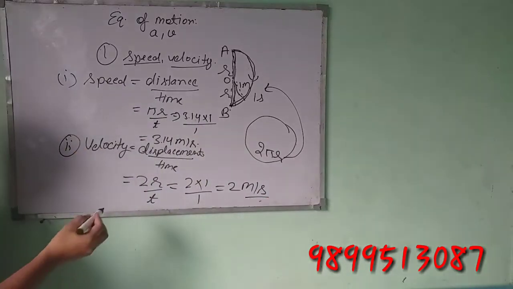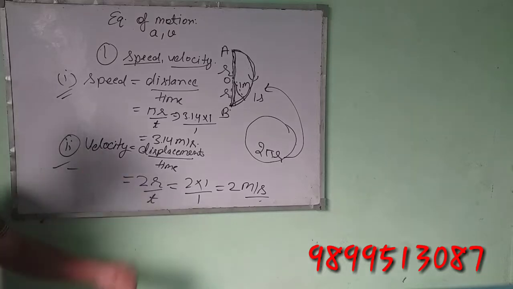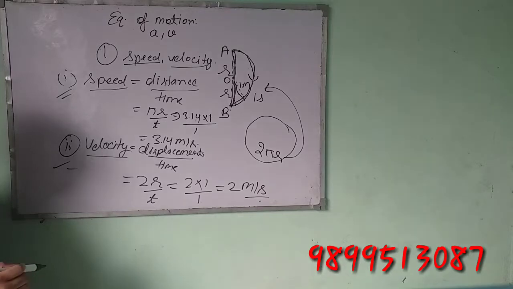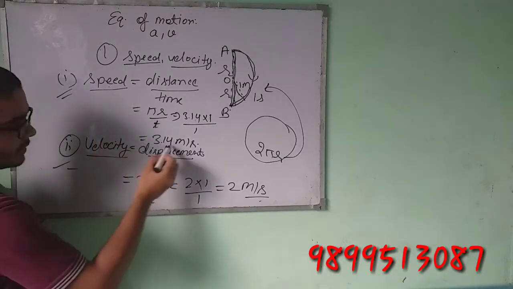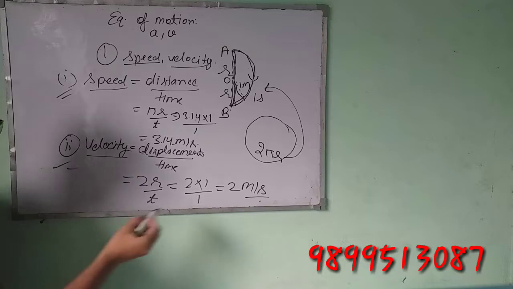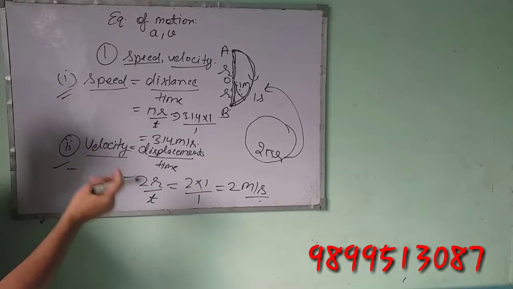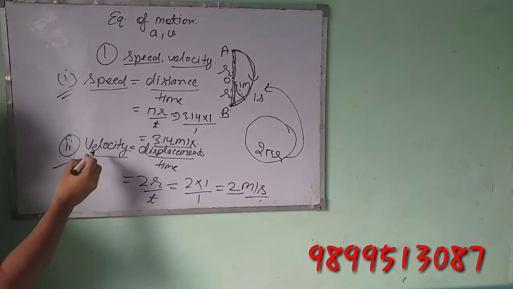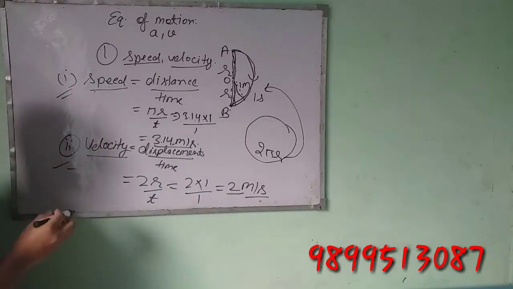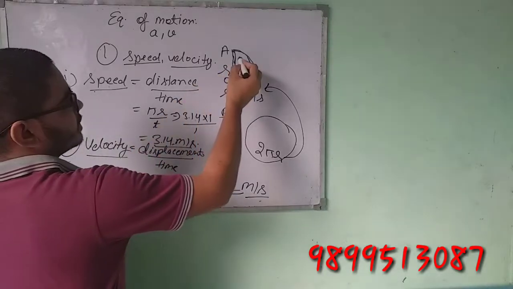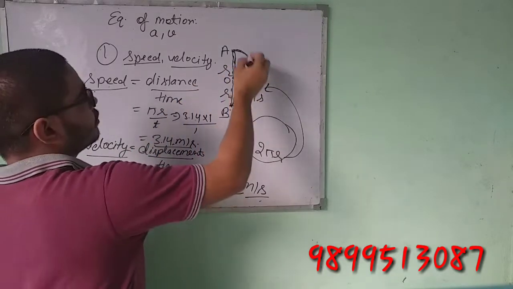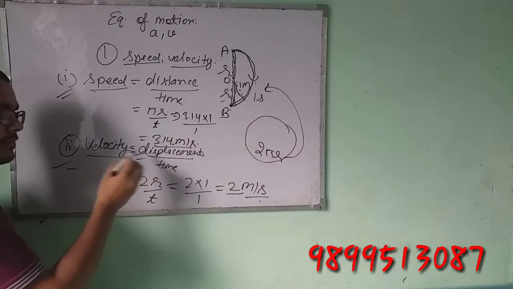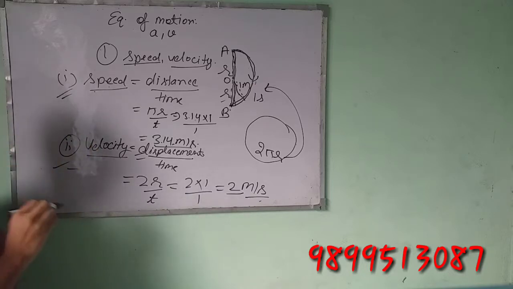So what you have observed in these two parts of this example is that speed and velocity are two different quantities. Speed turns out to be 3.14 meter per second, while velocity turns out to be 2 meter per second. You can see the difference in magnitude as well as in direction, because speed does not involve any direction. Here you simply use the distance which the particle covers, and here you use the displacement, which means you are taking direction into consideration.